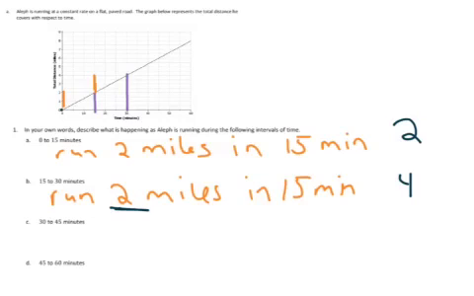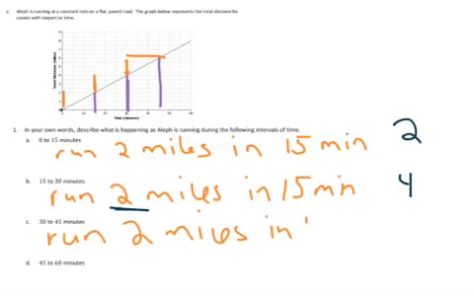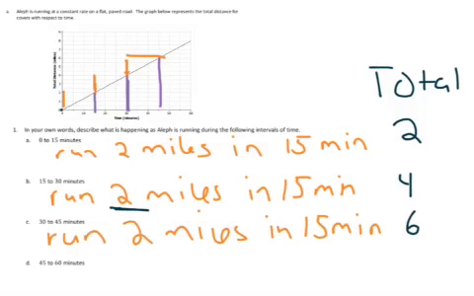Now let's look from 30 minutes, which is right here, to 45 minutes, which is right here. So he increased by, we started at 4 miles, and he increased to 6 miles. So once again, he runs 2 miles in 15 minutes. And if I tack another 2 miles onto my total, which remember is in the dark blue, after 45 minutes, he is at 6 miles.